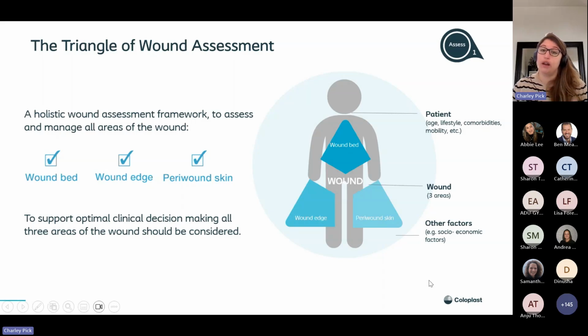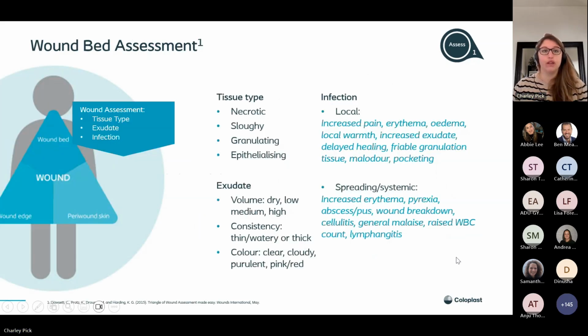And it's like the Coloplast 3-step approach, broken down into 3 separate areas. We like the rule of 3s, nice and easy to remember in Coloplast. So your Coloplast 3-step approach of assess, prepare, treat, and your wound bed, wound edge, and your peri-wound skin is your triangle of wound assessment. So your wound bed assessment will help you assess what tissue type, exudate, and whether there's any potential infection in that wound bed, edge, and peri-wound skin.